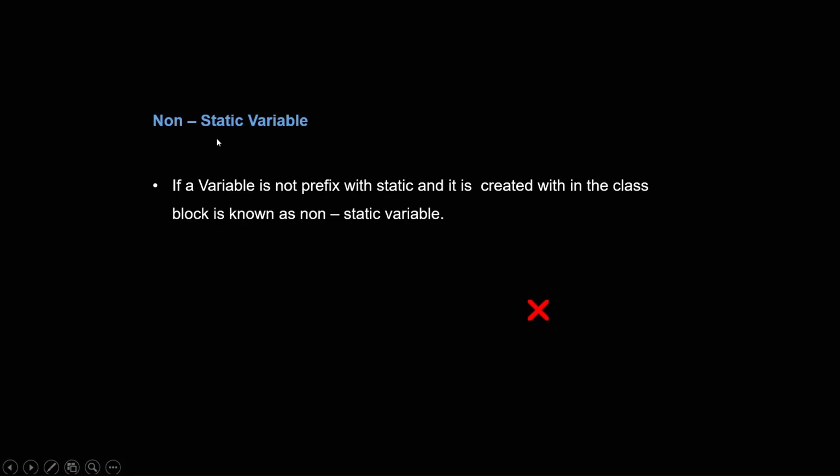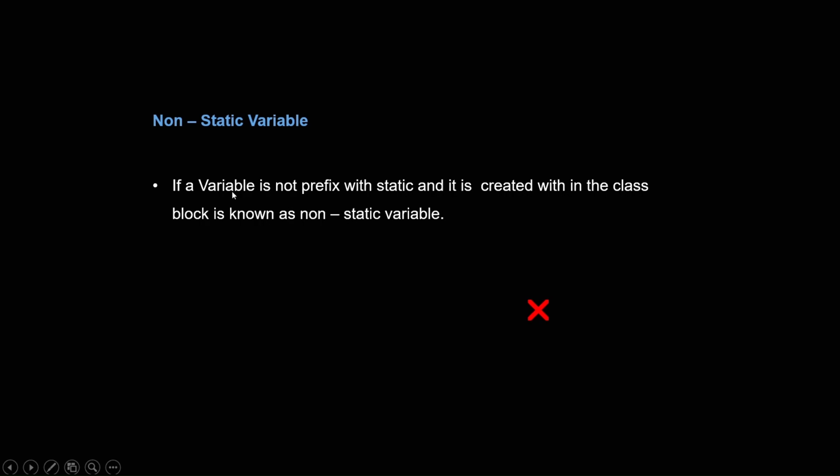So the first one is non-static variables. The definition of non-static variables is similar to non-static members. That is, if a variable is not prefixed with static and it is created within the class, in the same class, if your variable is not annotated as static, then it is known as a non-static variable.